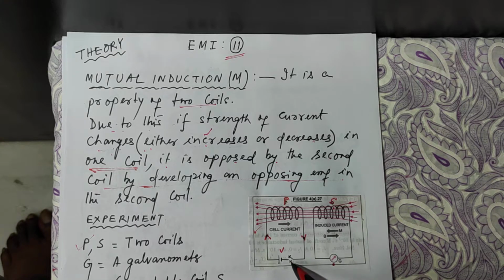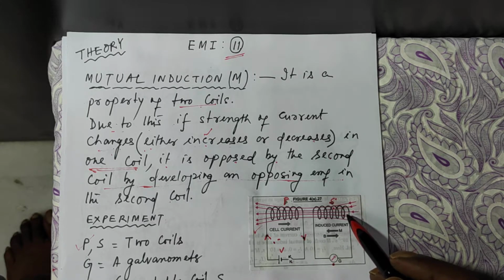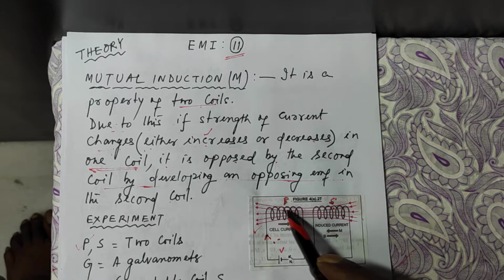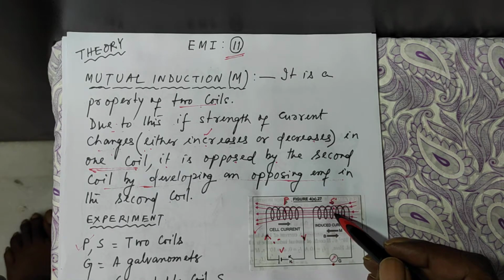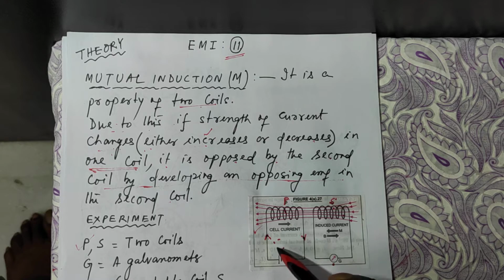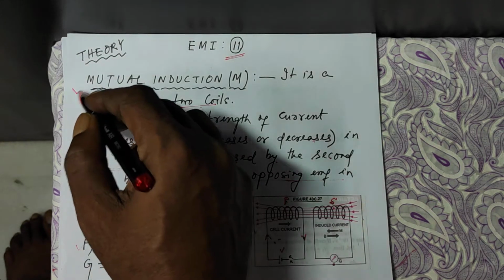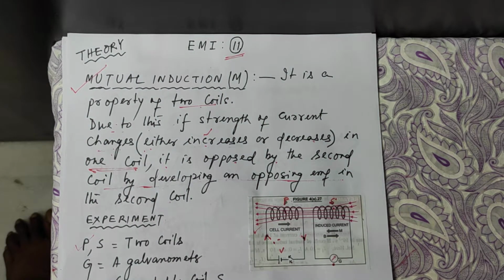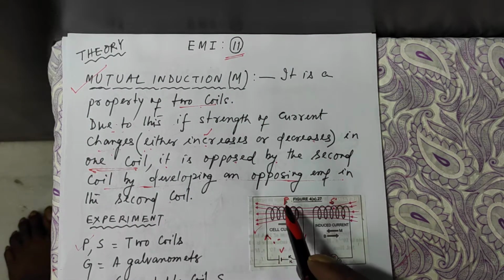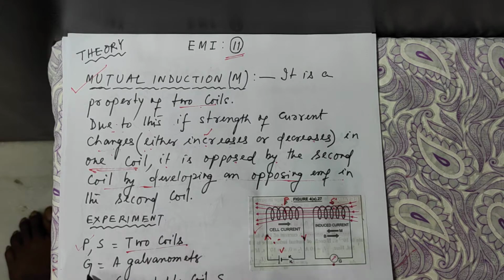Similarly, when this key K is switched off, current in this coil decreases. The second coil, which is very close to the first coil P, also develops an EMF which opposes the decay of the current in the first coil. So it is between two, therefore it is called mutual induction. So P and S are two coils. G is a galvanometer connected to the second coil S.